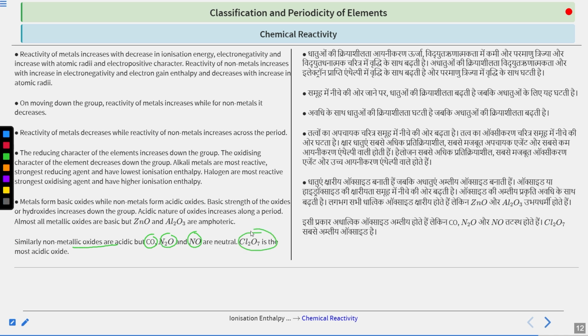While Cl2O7 is the most acidic oxide. Okay, so what is being said here is that these are not acidic. Sorry, these are neutral, but all non-metallic oxides are acidic except these three. And Cl2O7 is the most acidic oxide.